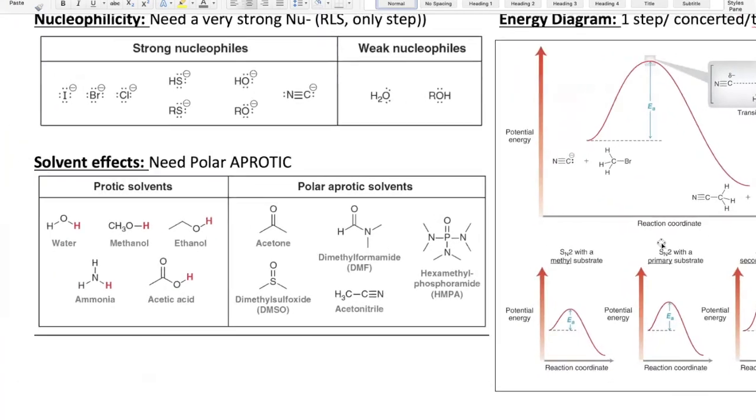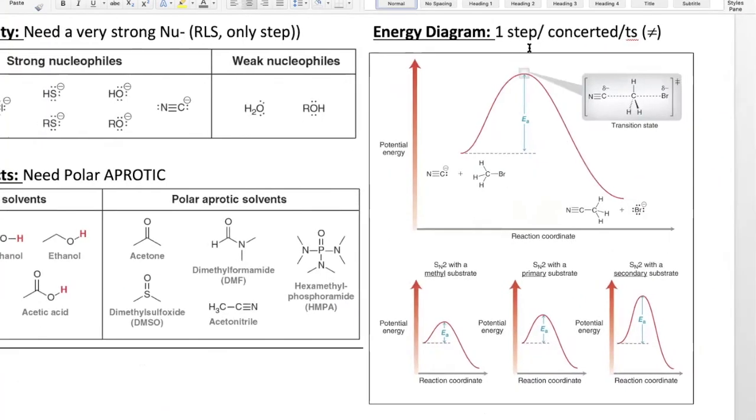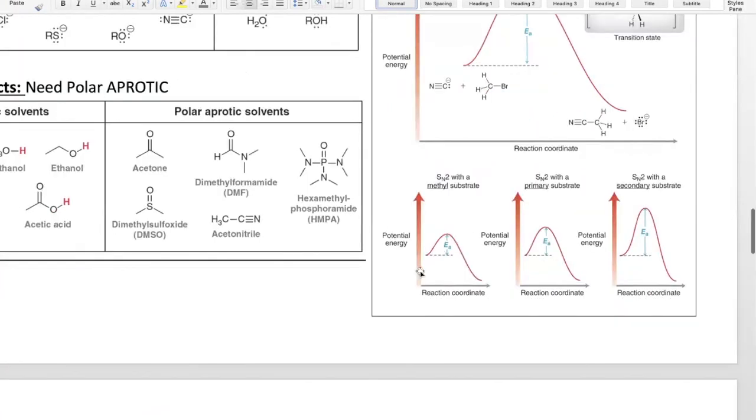Now, if we talk about the energy diagram here, it shows that it's a single step, it's concerted, and the only thing we really have to worry about is that transition state, that very high energy situation where bonds are half broken and half formed. And that is shown here in the gray box. And so this just describes the different energy profiles looking at a methyl alkyl halide, a primary alkyl halide, and a secondary alkyl halide. So the activation energy increases as we have an increasing number of carbons on our substrate.